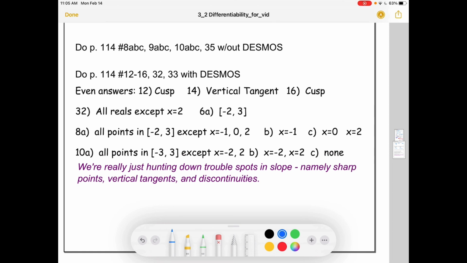Speaking of which, here's some practice questions from the Finney 4th edition calculus textbook, AP Calculus textbook. There are some even answers. And in the end, we're really just hunting down trouble spots in slope, namely sharp points, vertical tangents, and discontinuities.